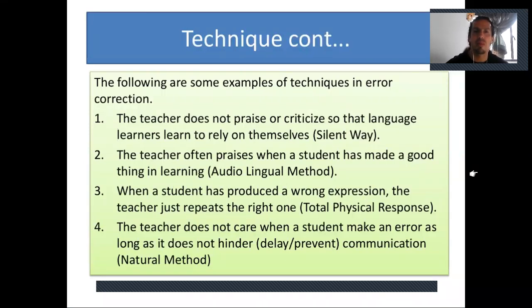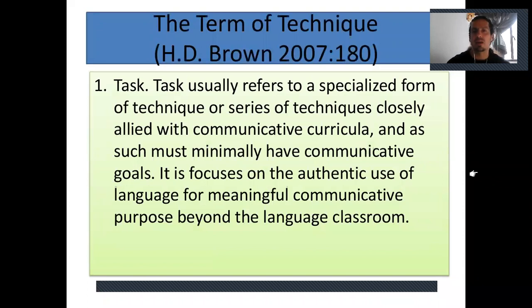Okay. Okay, based on Brown about technique. So we're going to take into account right here some aspects related to a technique. What could be a technique? Number one could be a task, right?